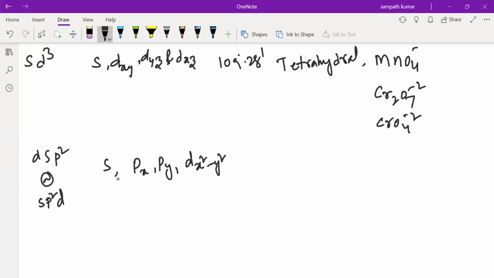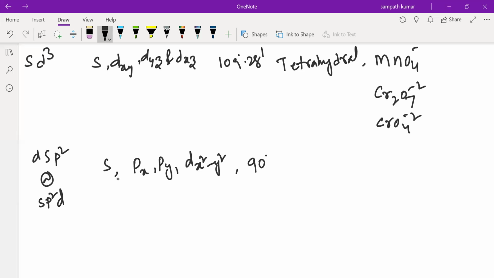The px, py have similar axes, so the similar axes overlap together, and formation of sigma bonds and hybridization is very easy. What is the bond angle here? 90 degrees.